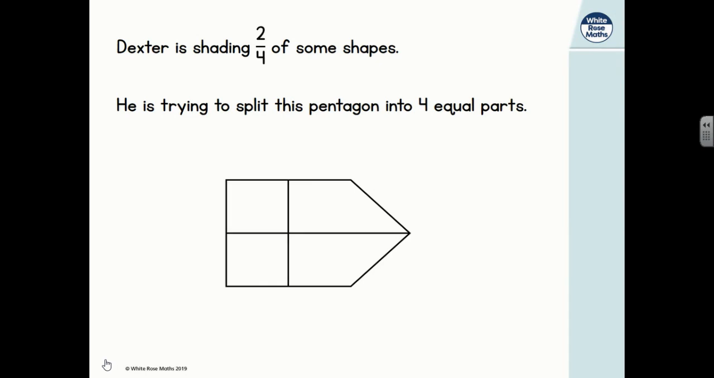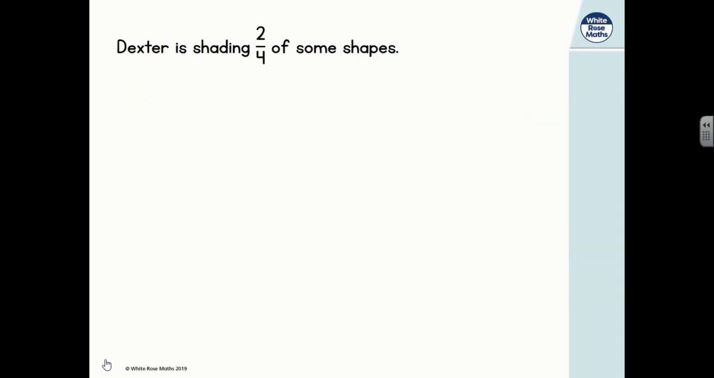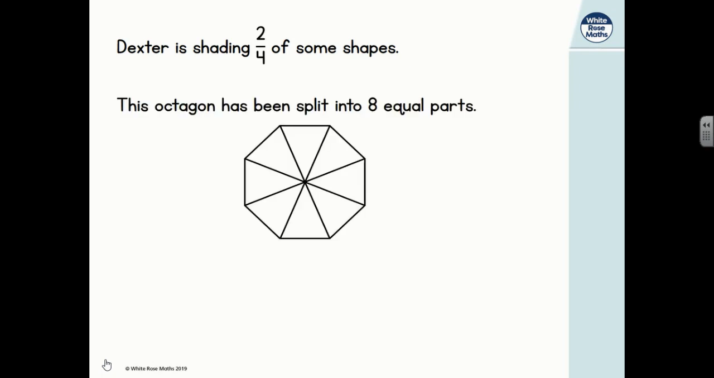Oh, I'm not sure Dexter has halved it again. They don't look like 4 equal parts to me. Let's see what Dexter tries next. Good try, Dexter. But I can see that square is much bigger than those triangles. There are some shapes that Dexter can't split into 4 equal parts. Let's see how Dexter gets on with another shape.